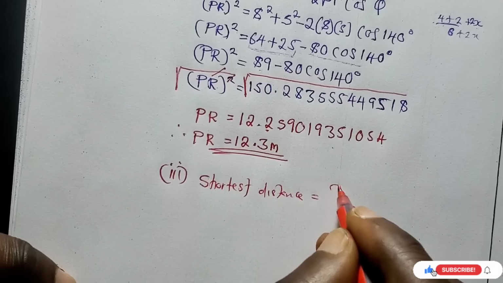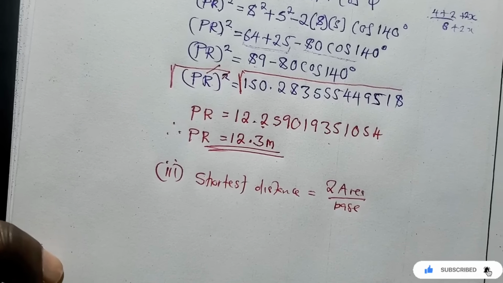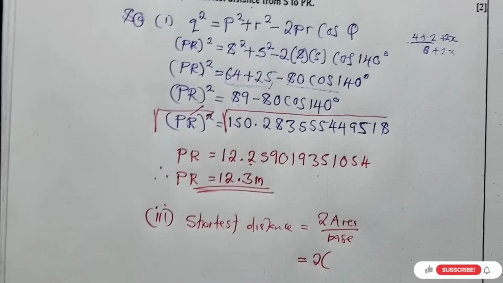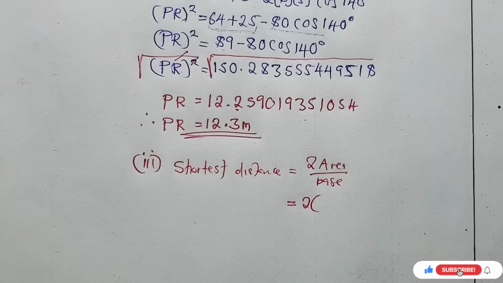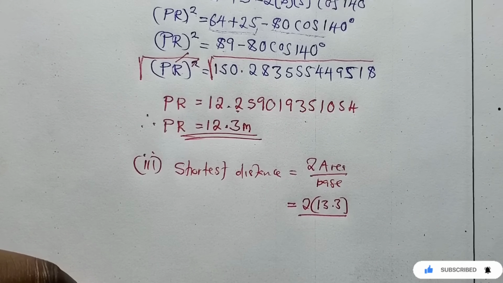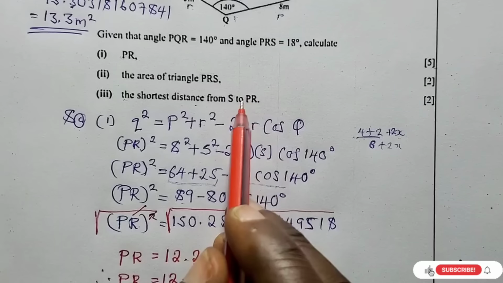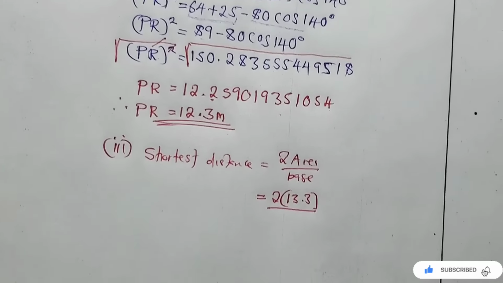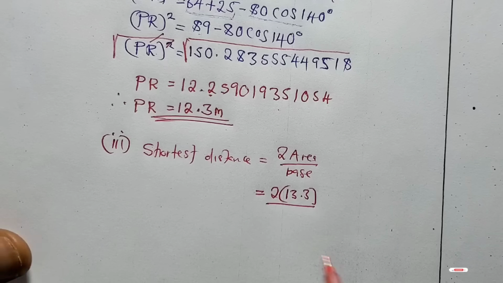is equal to 2 times area over the base. Simple. As simple as this. 2 times, what is our area? We've already calculated our area this side as 13.3. So our area is 13.3 over the base. The base is PR. So this is the base. 2, this is PR, which is this. And we have already calculated PR, guys, as 12 point, correct, 12.3.